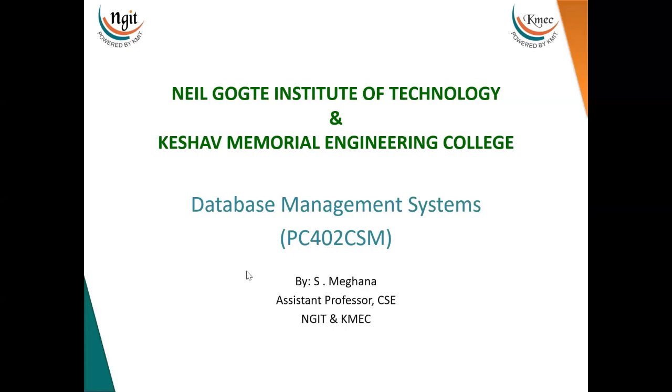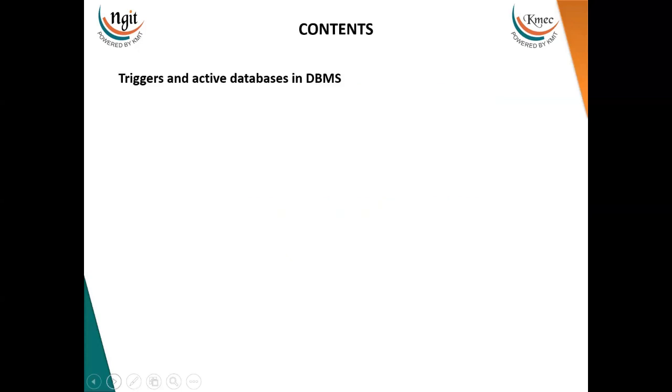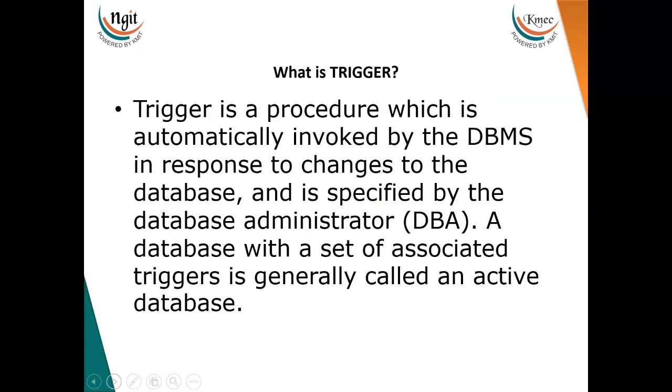Hello all, in today's class we are going to learn one more important topic under database management system, which is triggers and active databases in database management system. Here, the formal definition for a trigger is given: a procedure that is automatically invoked by the database management system in response to changes to the database.